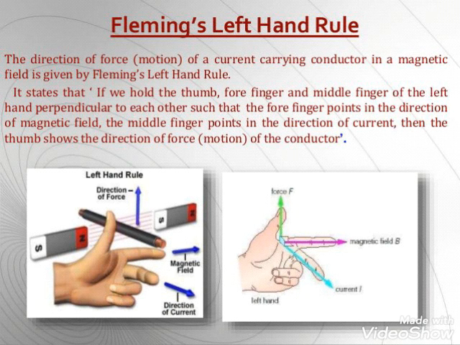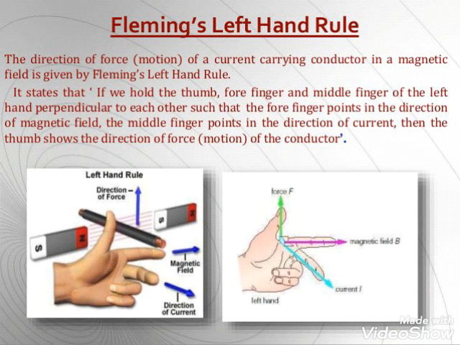Now you have to take out your left hand such that your forefinger, your middle finger and thumb are perpendicular to each other. So you will adjust your forefinger such that it points in the direction of magnetic field, that is from north to south. Your middle finger in the direction of current, that is downwards. Now just check your thumb.